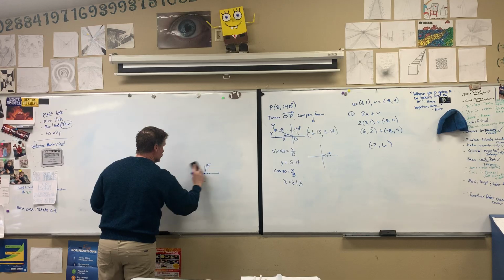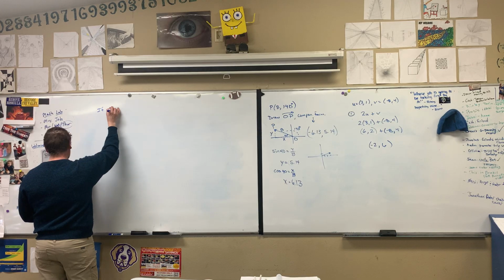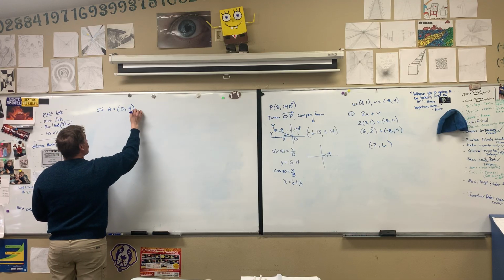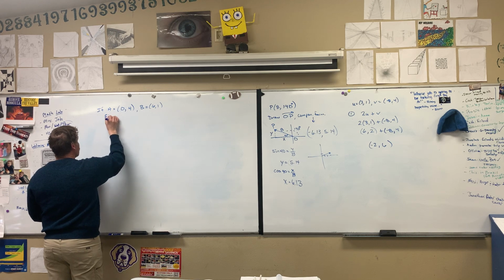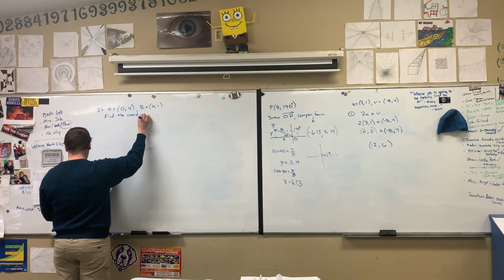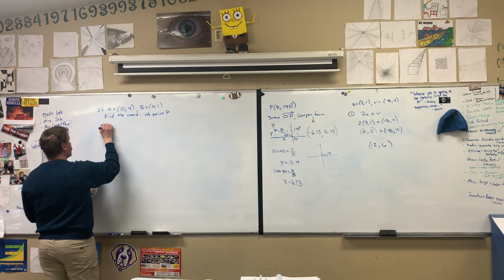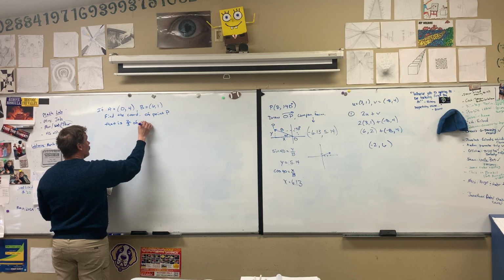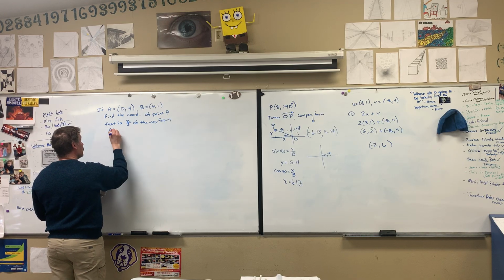Where if A equals 0, 4, B equals 6, 1, find the coordinates of point P that is 2/3 of the way from A to B.